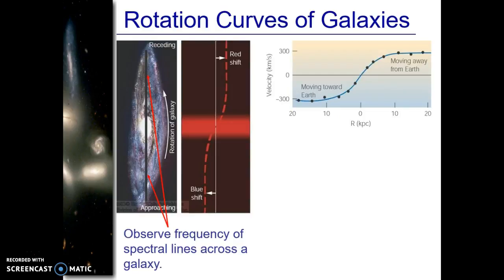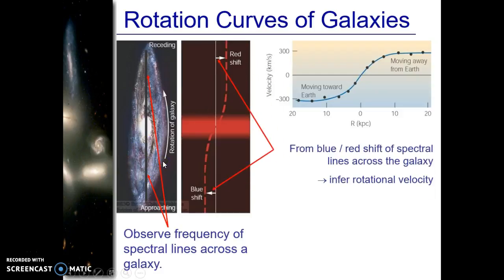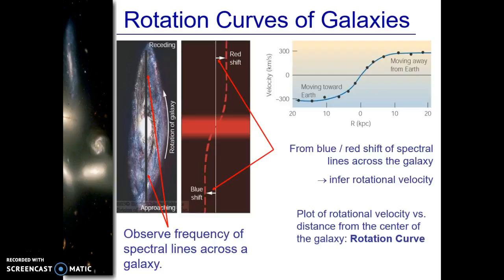All right, so rotation curves of galaxies. We know that galaxies are rotating around and around. As they rotate, we can see the frequency of the spectral lines across a galaxy. When the galaxy is rotating towards us, the lines are going to be blue shifted because it's coming toward us. When the galaxy is rotating away from us, the lines are going to be red shifted because it looks like they're slowing down. This red shift and blue shift of the lines infers rotational velocity. If we plot rotational velocity against the distance from the center of the galaxy, we get a rotation curve.